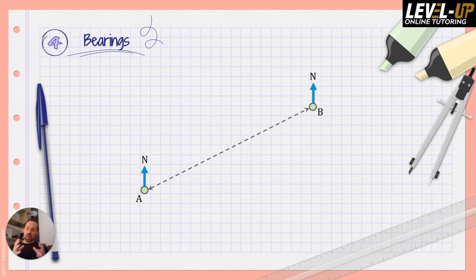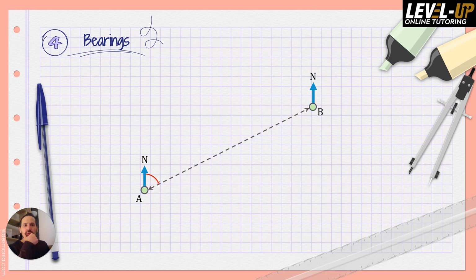Imagine on a globe like the Earth, if we were at two points really, really far apart, the north lines wouldn't be going in the same direction, would they? So that's an interesting thing to think about. But here we're going to look at simple examples where they're close enough that the north lines are basically going in the same direction. So the bearing of B from A is this angle here.